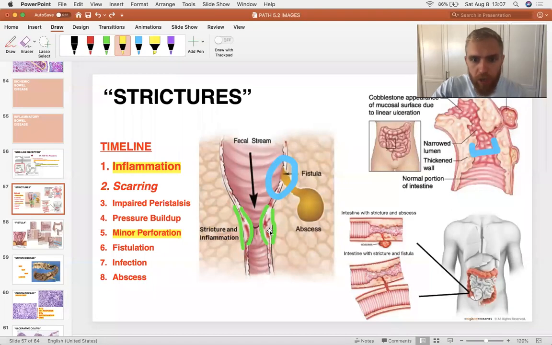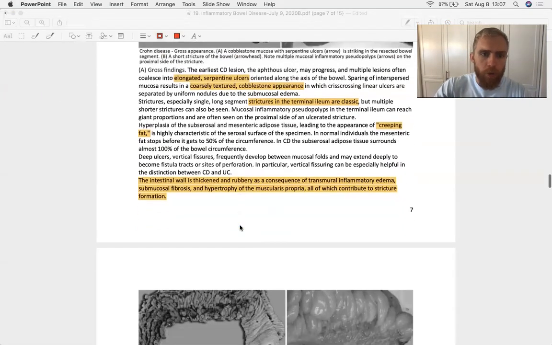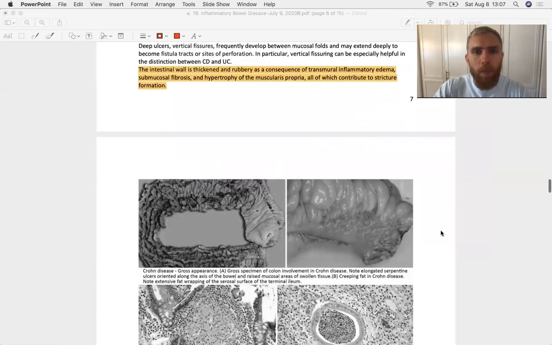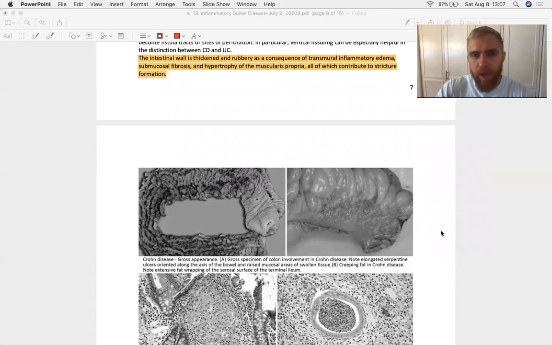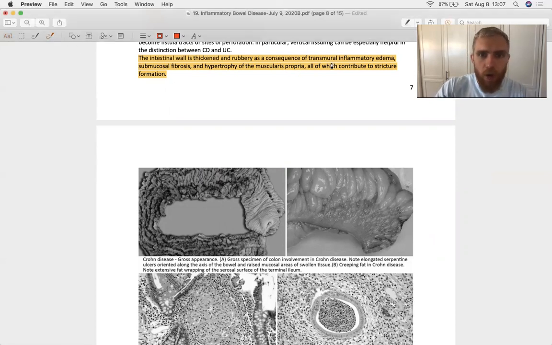Again, what does a stricture look like? It's that narrowing of the lumen, and it's mediated by scar tissue that gets thrown down in response to the autoimmunity. So in Crohn's disease, the intestinal wall is thick and rubbery as a consequence of transmural inflammatory edema, submucosal fibrosis, and hypertrophy of the muscularis propria, all of which contribute to stricture formation. So that transmural edema and that muscularis propria hypertrophy are two big predisposing factors to getting a bad stricture, not just a little bit of a stricture, but like a stricture that really does obstruct the bowel.